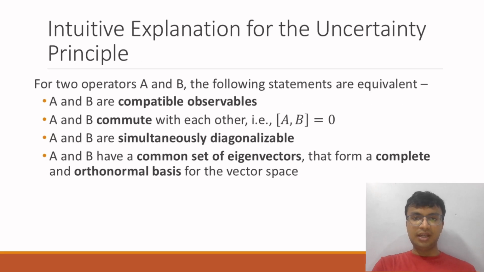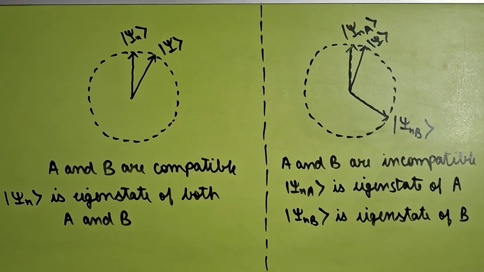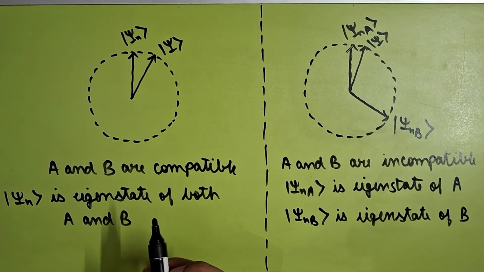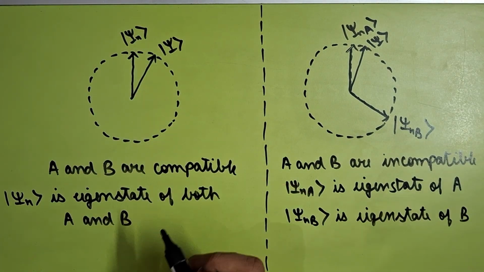So if we have two operators A and B, then we say that they are compatible observables if they commute with each other, that is their commutator is equal to 0, and in the language of linear algebra we say that they are simultaneously diagonalizable, which means that if they are compatible observables, they have a common set of eigenvectors that forms a complete and orthonormal basis for the vector space. So the same eigenvectors both A and B will have. What this implies is that if A and B are compatible observables, then they will have a shared set of eigenvectors. So suppose psi n is a common eigenstate of both A and B.